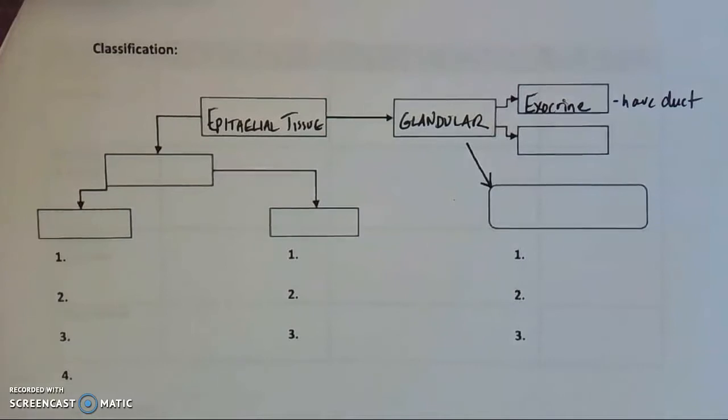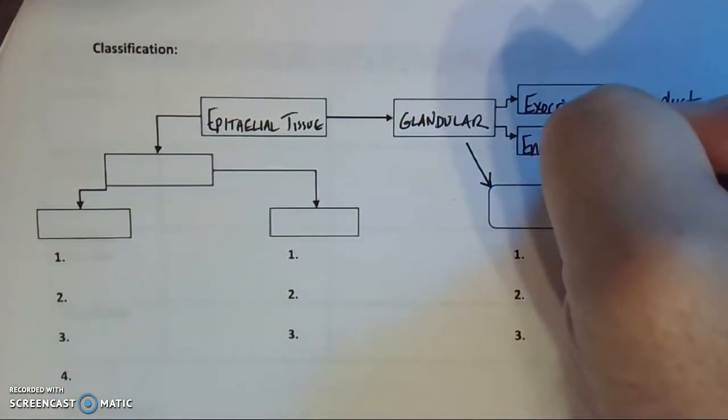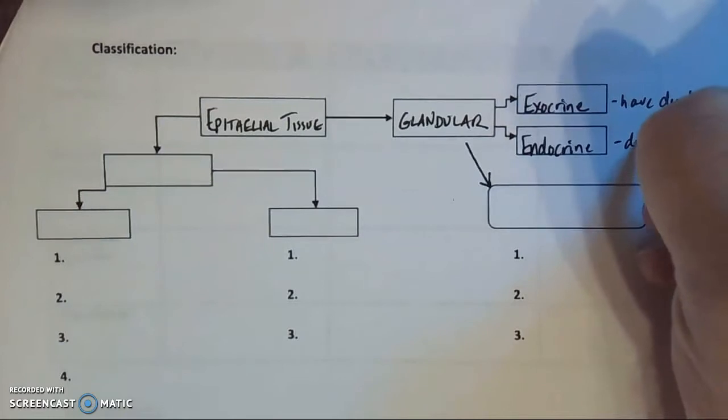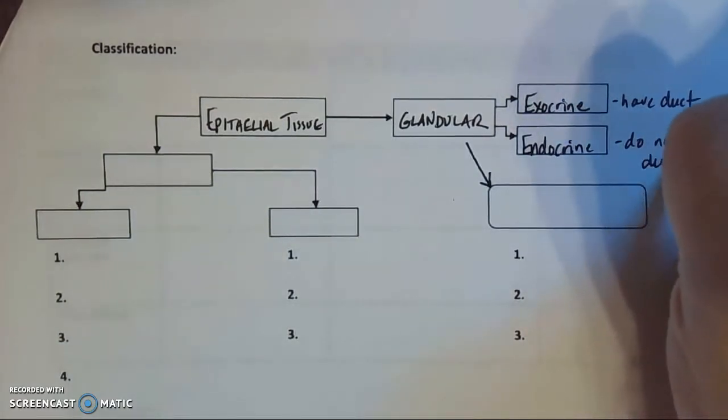If they do not have a duct, then they have to rely on the blood vessels. So they secrete their products into the blood system, the circulatory system, and then it travels to its target tissue. Those are called endocrine glands, and they do not have ducts.